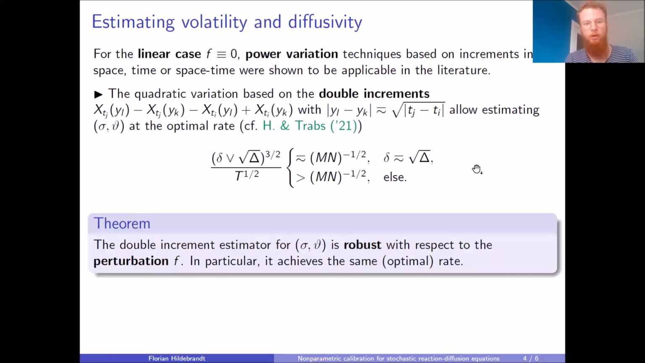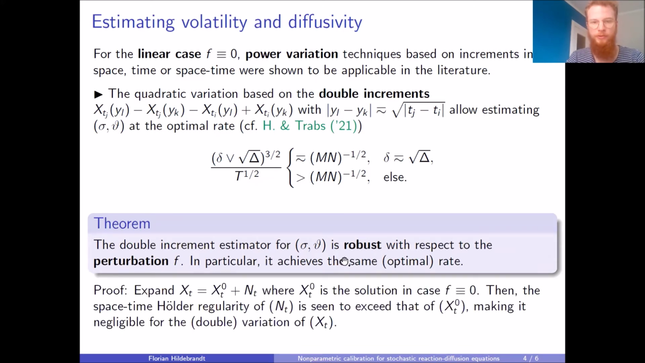And what we have found out now is that these double increments estimators can also be used when f is not equal to 0, so when we're having a proper reaction diffusion equation. So in this case, it can be said that the double increments estimator for the two parameters is robust with respect to the perturbation f, and we achieve the same rate of convergence as before, and thus we also have a rate optimal estimator for reaction diffusion equations.